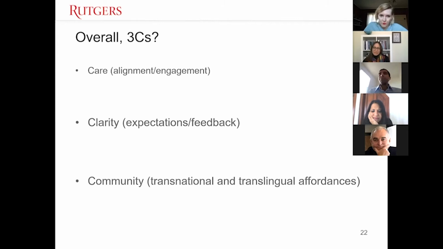And maybe if we could also tell in different ways what the things are that we are expecting from the students. We can't take for granted that students will get it, even simple things like the difference between outline and draft. And finally, if we could create some sort of safe space where we could cultivate this communal feedback, capitalizing on their transnational and translingual affordances, I think that would be the best way to go according to these students.